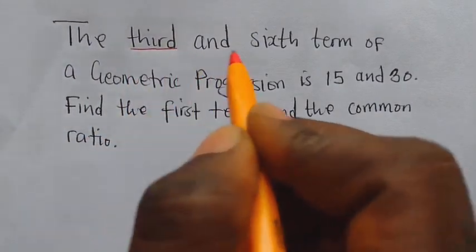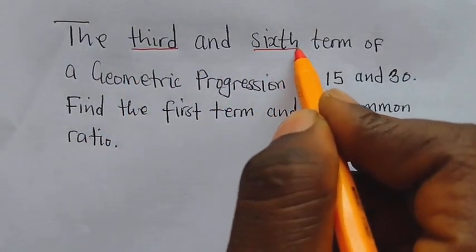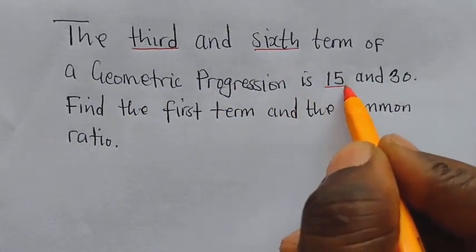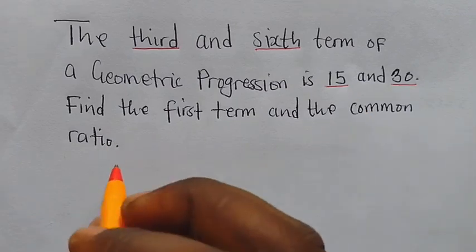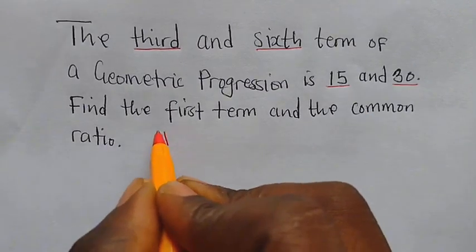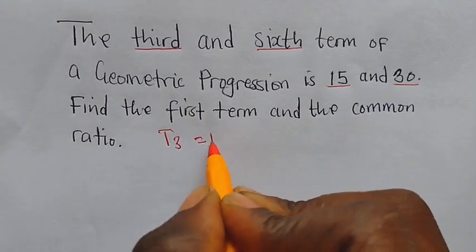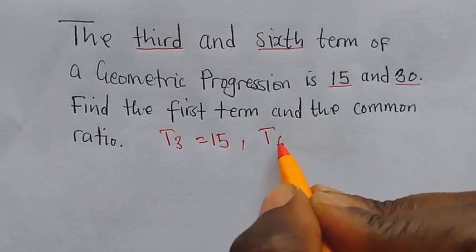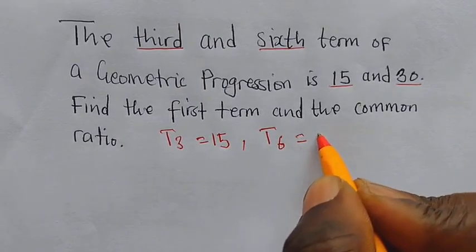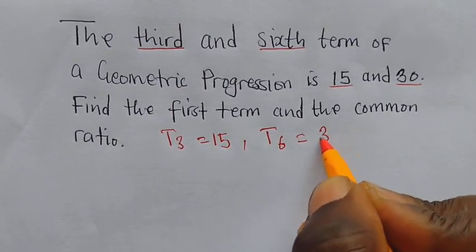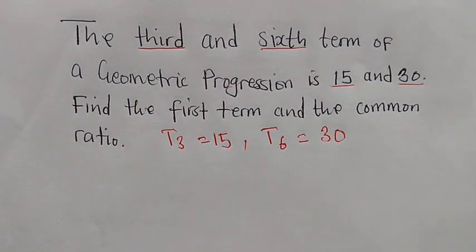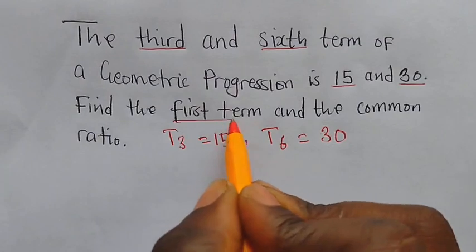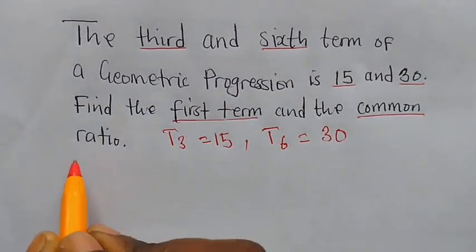They are saying the third and sixth terms of a GP are 15 and 30. So this tells us that for the third term, its value is 15, okay? And the sixth term, its value is 30. This is the first information we need to know. So after coming up with this information, how can we find the first term and the common what?